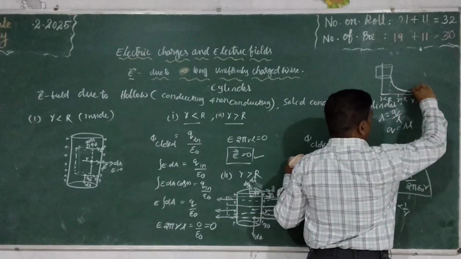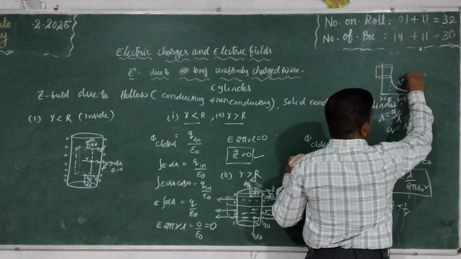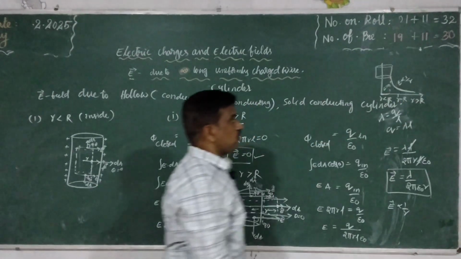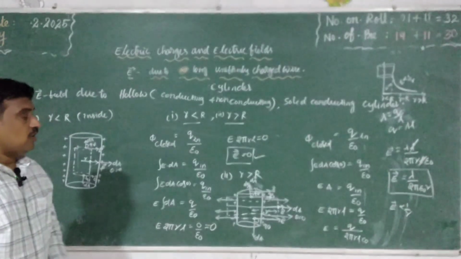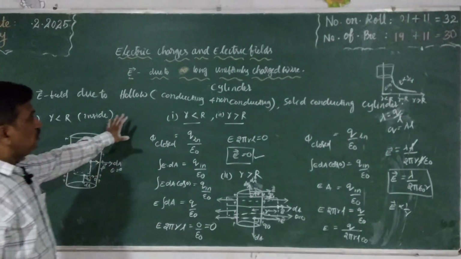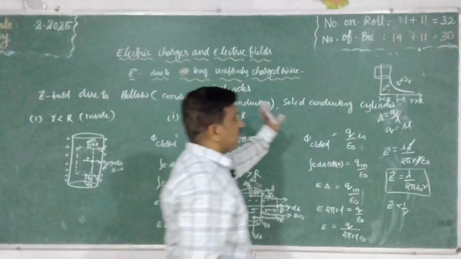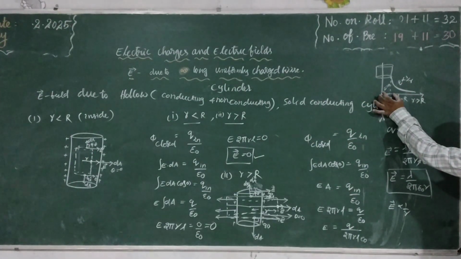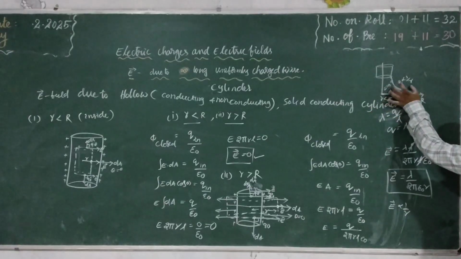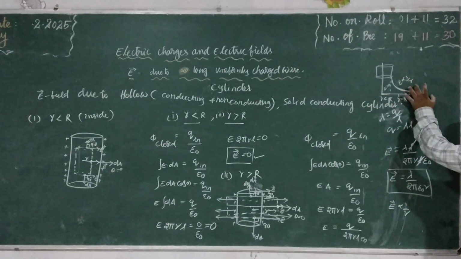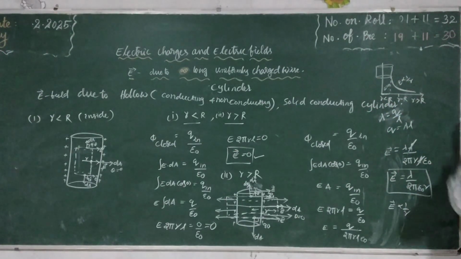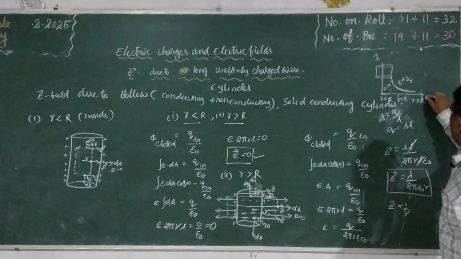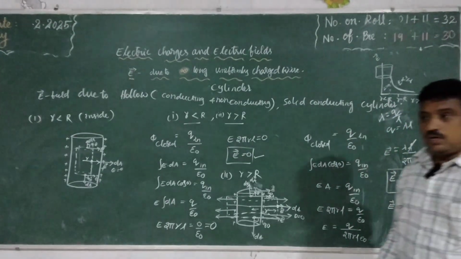See, this is the graph: electric field is proportional to 1 by r here, and here electric field equals 0. This is the graph for the electric field due to a hollow conducting, non-conducting, or solid conducting cylinder. Inside the hollow cylinder the electric field is 0, outside the hollow cylinder E is proportional to 1 by r. So its electric field decreases; this is electric field versus distance r from the center of the cylinder.